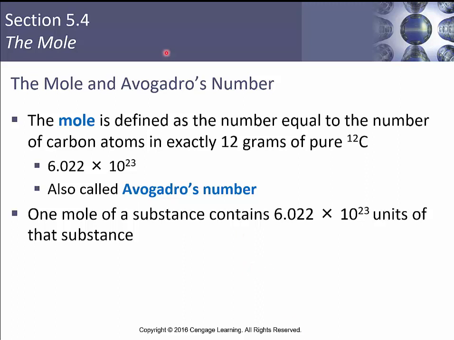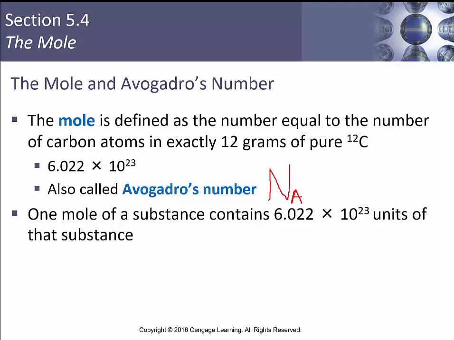I don't know. So our most important unit, that's the mole. A mole is defined as the number equal to the number of carbon atoms in exactly 12 grams of pure carbon-12. It is also 6.022 times 10 to the 23rd of anything. It is also called Avogadro's number. And it is sometimes given the symbol N_A, an uppercase N with a subscript uppercase A.